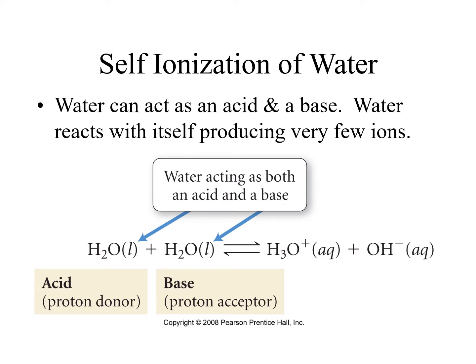In some of our previous examples, we saw that water can act as an acid. In some of the other examples, water can act as a base. Water can actually react with itself and do an acid-base reaction, forming hydronium ions and hydroxide ions. We call this the self-ionization of water.